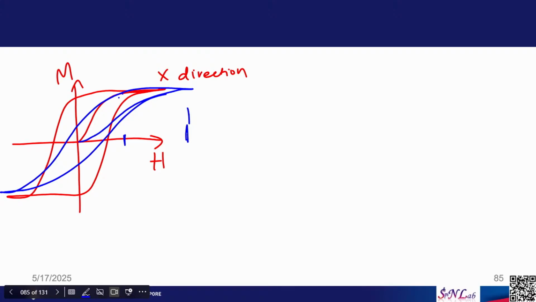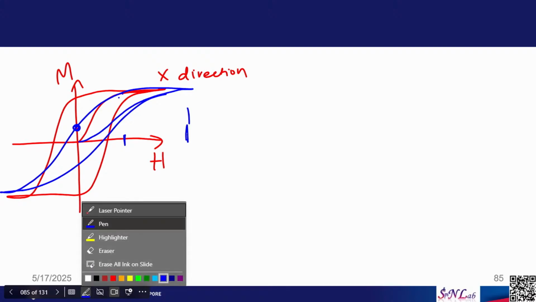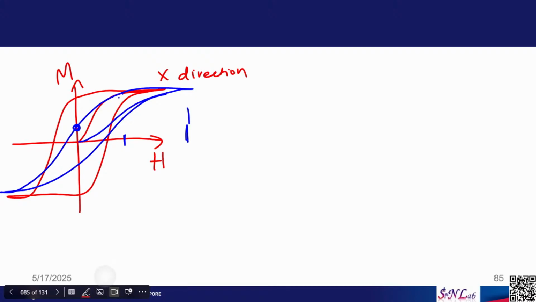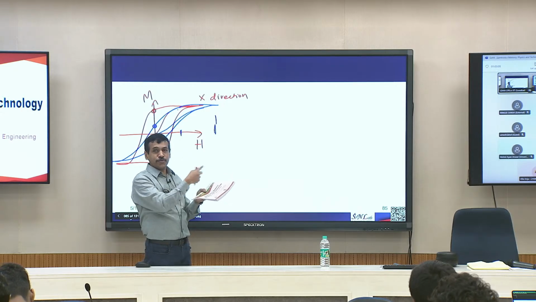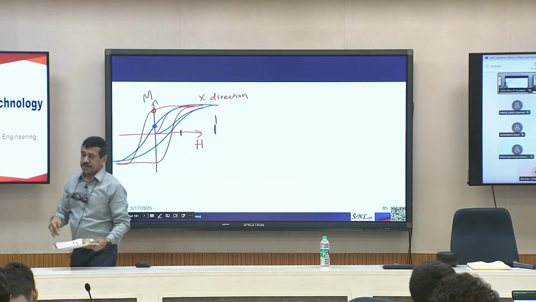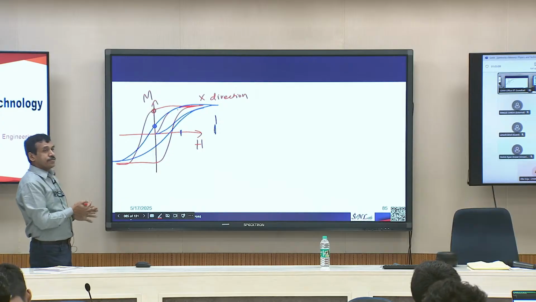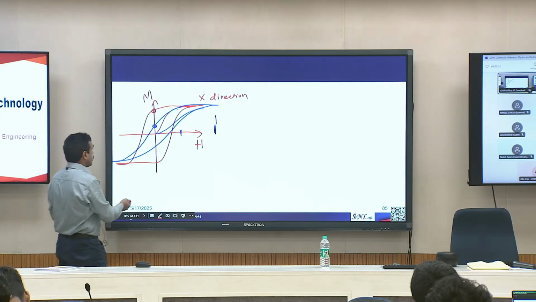Secondly, you look at the remanence: it is low in the y direction and it is high in the x direction. Okay. So, you can see a few differences in the properties. It is the same material, but you are measuring the property in two different directions, and the hysteresis loops look different. Okay. So, this property is called anisotropy.